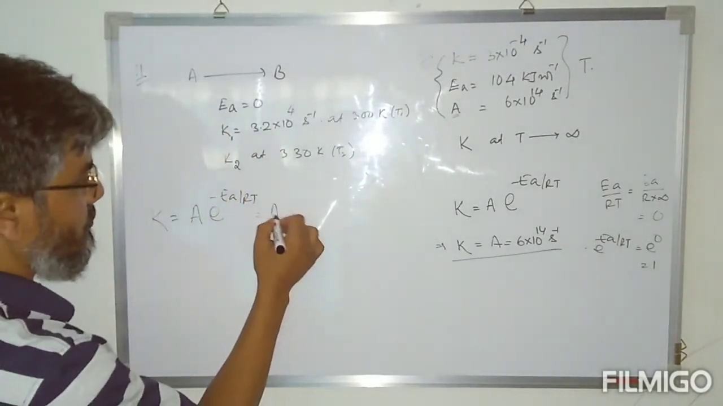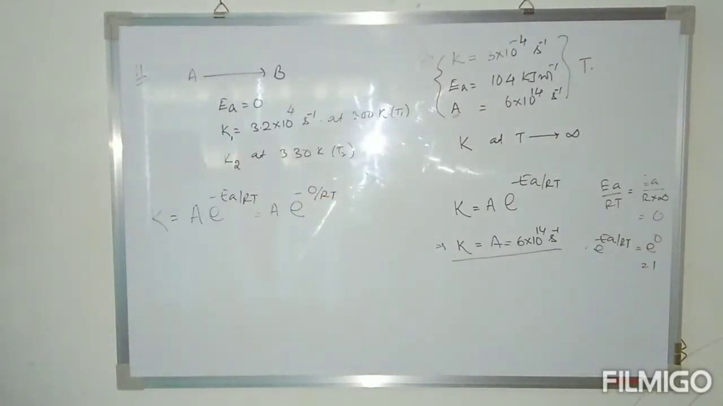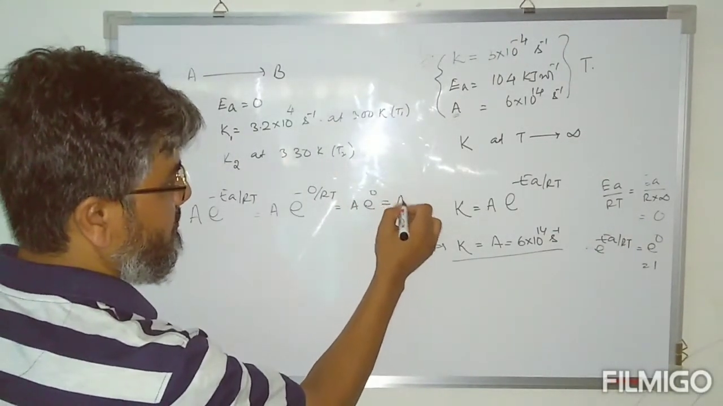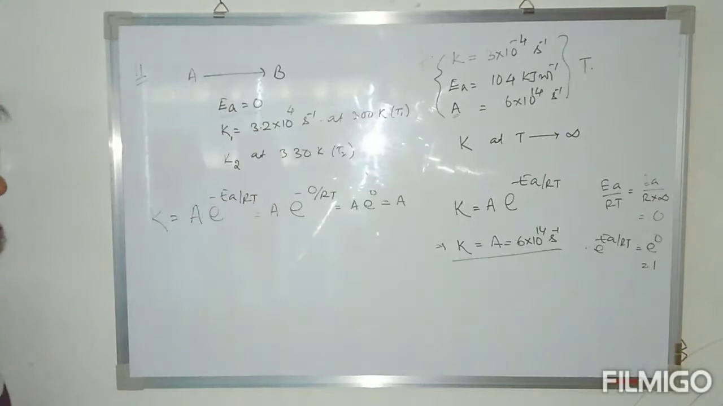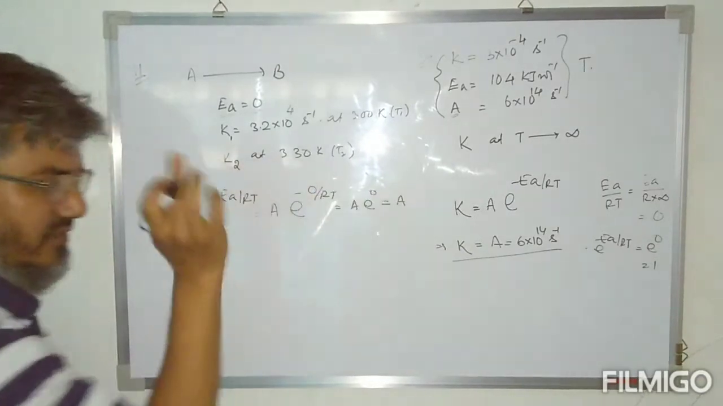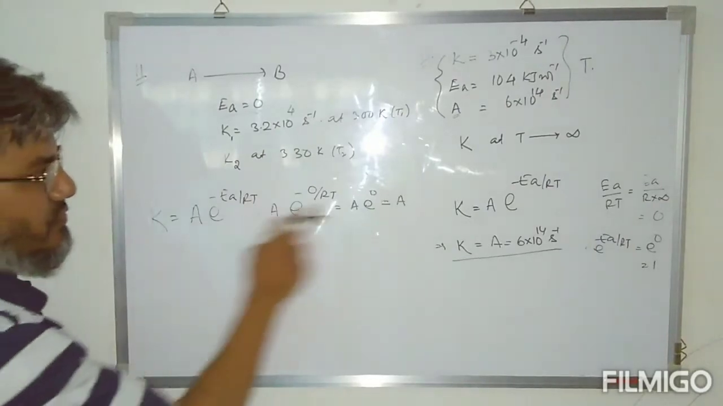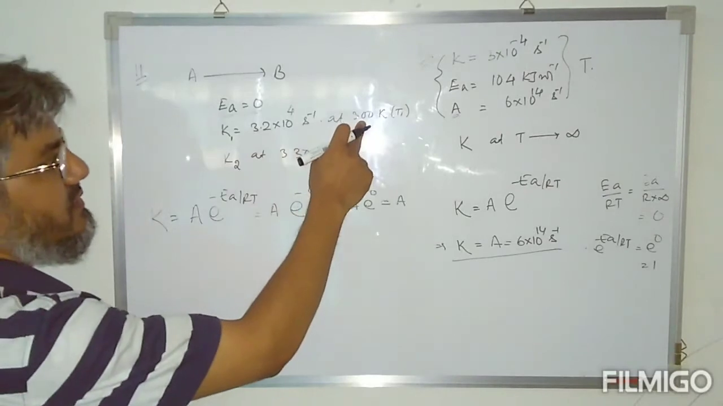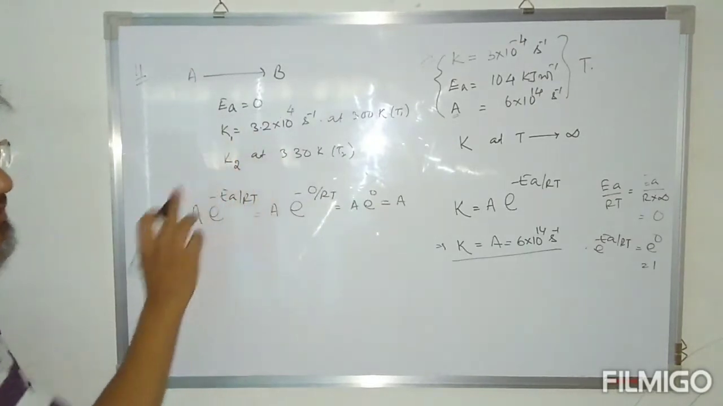For this reaction, the activation energy is equal to 0. So K is equal to A exponential minus 0 by RT. 0 by something is 0, so this is A raised to the power 0, which means we have A. If the activation energy of any given reaction is 0, then the rate constant is independent of the temperature. The rate constant is equal to the exponential factor, independent of temperature.